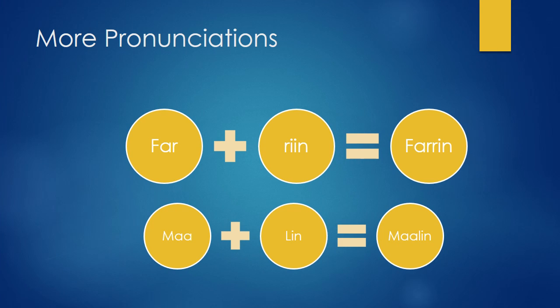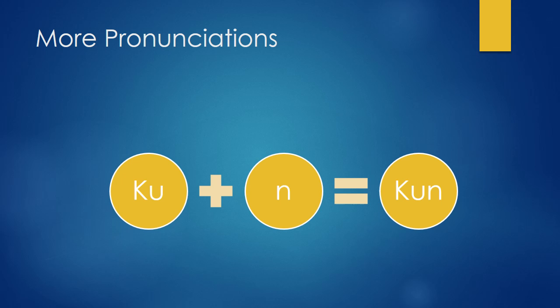Let's try a few more words just to help you out with the pronunciation. So here comes one with a double consonant: farin, farin. How about one with a long vowel? Try this one: malin, malin. Kun, kun.